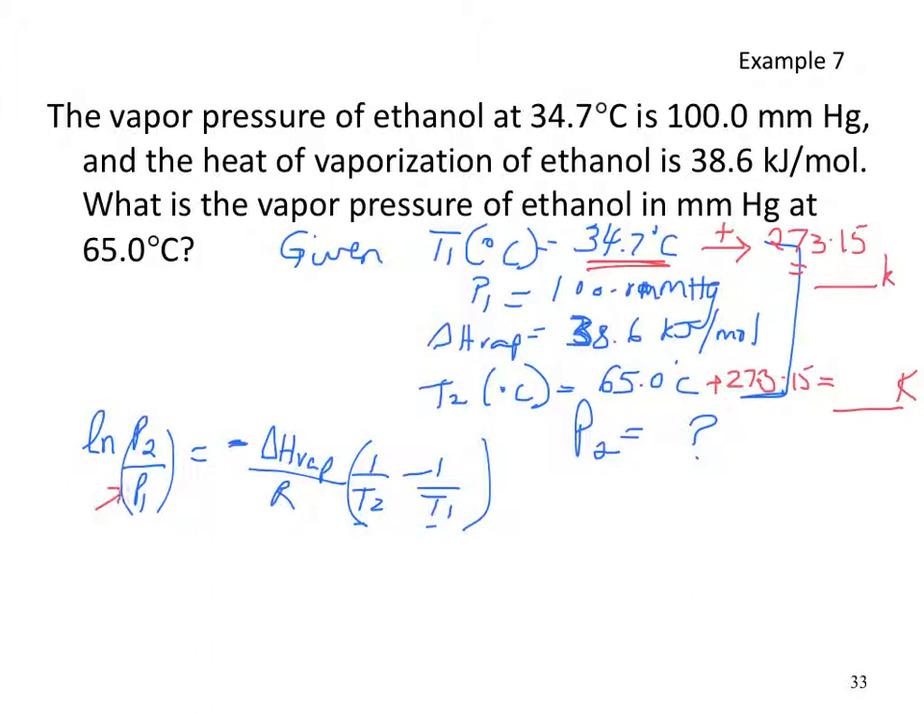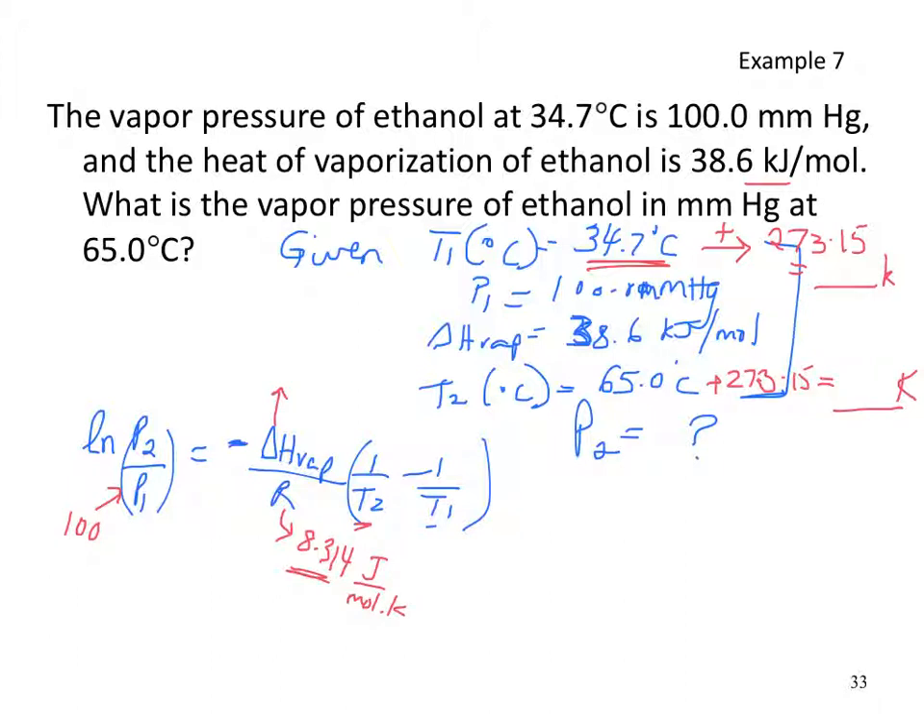Also realize the value of P1 here is 100 millimeter mercury, and that just means that the value of P2 that you're going to get at the end of the day should also be in millimeter mercury. The value of R, the gas constant, is 8.314. Delta H vaporization, since we are dealing with Kelvin and millimeter mercury, you should convert the kilojoules into joules, because the value of R is in joules per mole per Kelvin.